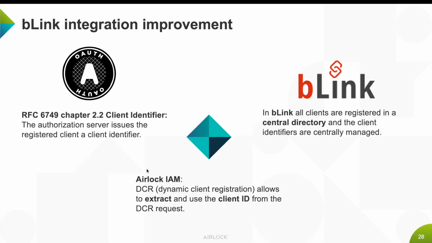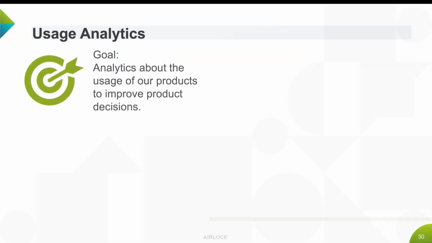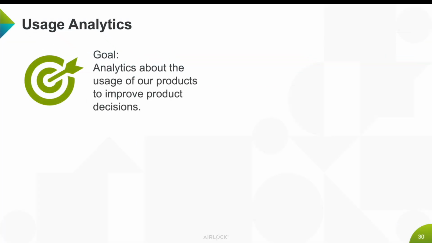So that was it for OpenID Connect. Let's talk about usage analytics. We've introduced this feature already with IAM 8.4, but now with IAM 8.5, we are making it mandatory, and that warrants a few words about it. The goal is to collect analytics information about how our products are used by you, our customers, to improve product decisions. So we basically want to better understand how you're using our product to make improvements and changes to a product that will actually serve you better.